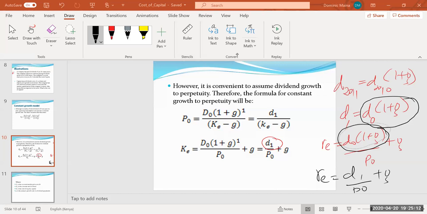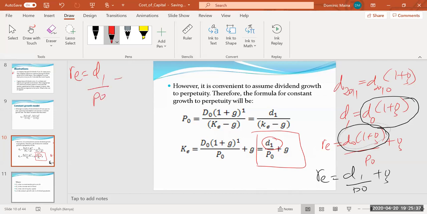Sorry for that. Here, in our final formula in our notes, we have D naught. So this is our final formula more or less: the cost of equity is equal to D1 divided by P naught, plus g. So you see, the cost of equity is equal to D1 divided by P naught, plus g. I was trying to say, let me just rub this off.